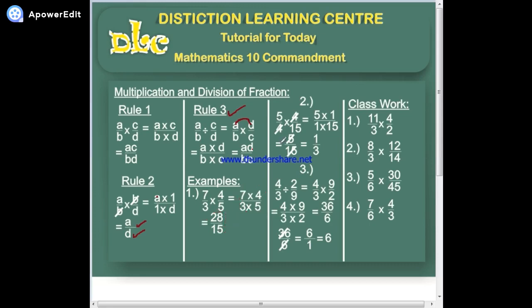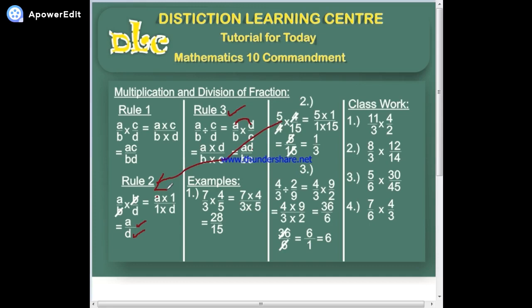Now, example 2 says 5 over 4 times 4 over 15. Now, how are we going to solve this? We are going to use the second rule to solve this. Now, what is the second rule?